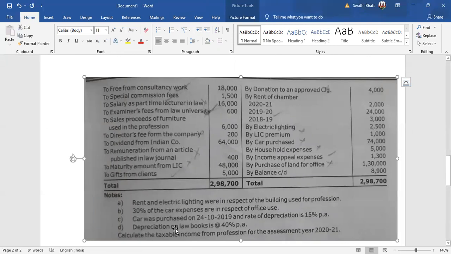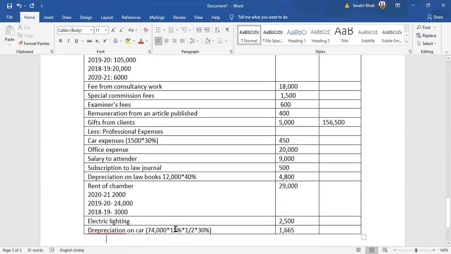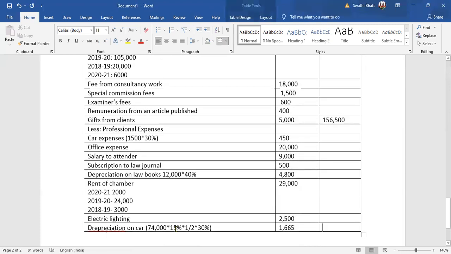And finally, what we have in our question is income tax appeal expenses. It's a genuine expense related to the profession, so you can take it. Income tax appeal expenses, and the amount is 1,300.